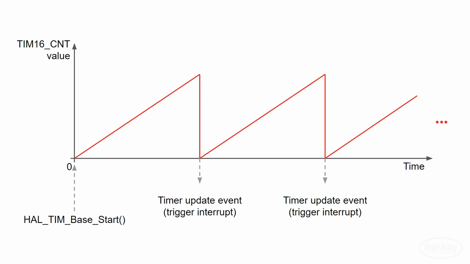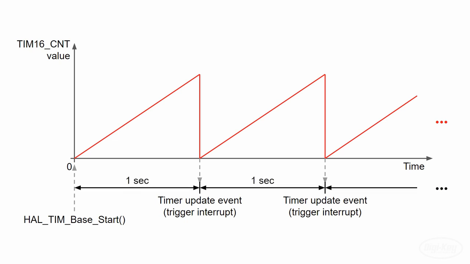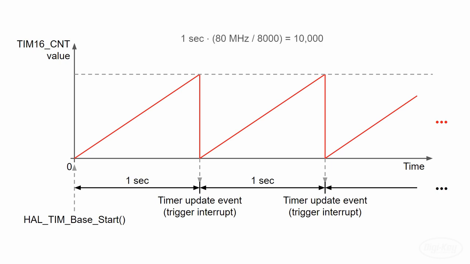To mimic the last program's behavior, we want these interrupts to occur once every second. So, the trick is to choose a maximum timer value that allows this to happen. All we need to do is multiply our desired interrupt period by the CPU clock speed over our total prescaler value. In this case, we want 1 second interrupts with an 80 MHz clock and a prescaler of 8,000. That gives us a maximum timer value of 10,000.